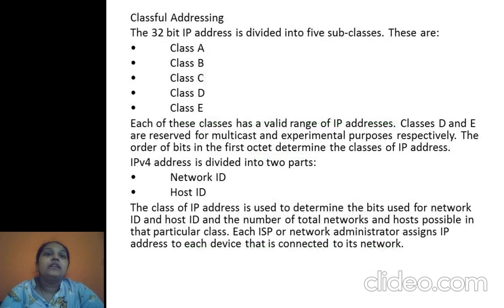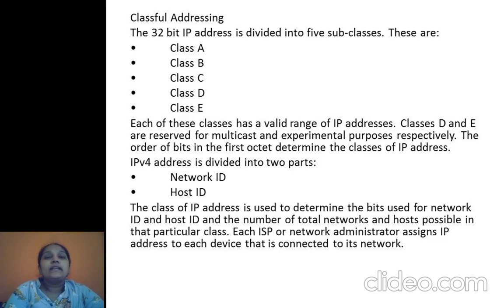Next, classful addressing actually has 5 classes. Those are class A, class B, class C, class D and class E. Under that, D and E classes are reserved for multicast and experimental purposes. So A, B, C are used for actual IP addressing.